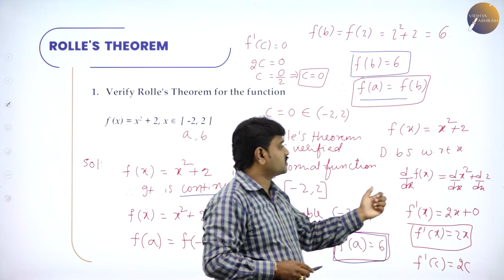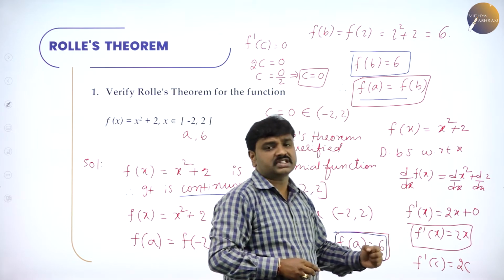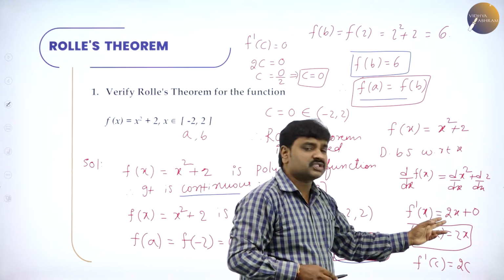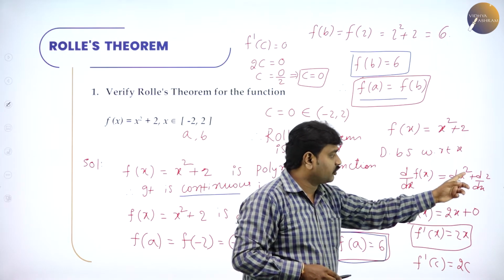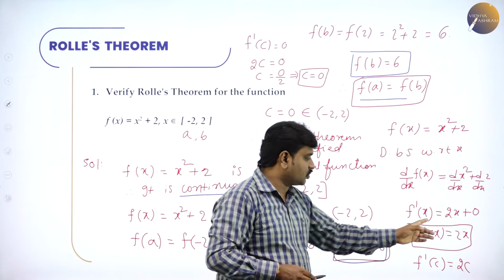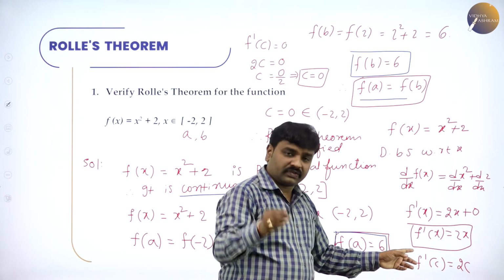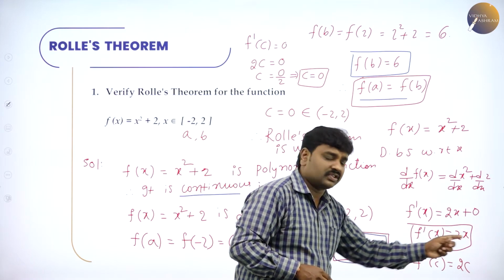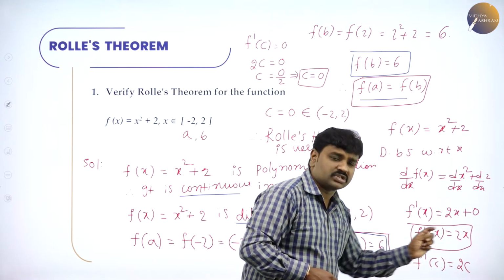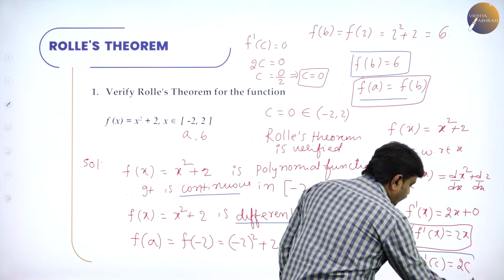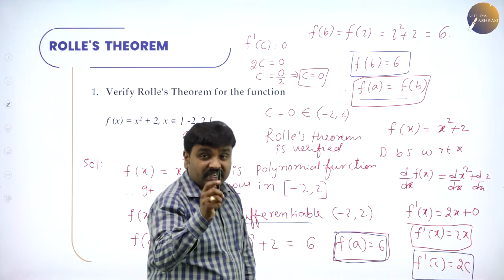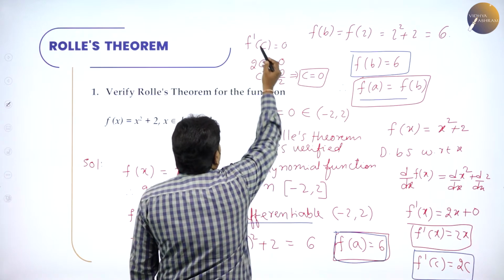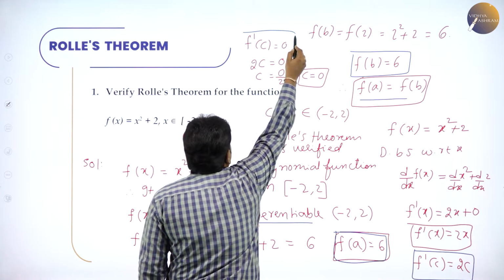When you differentiate both sides, the derivative of f of x gives you f dash x, and the derivative of x square: d by dx of x power n is n into x power n minus 1. So it will give you 2x. The derivative of 2 is 0. So f dash x you got, that is 2x. And if you want f dash c, replace x with c. F dash x is 2x. F dash c means in the place of x put c. So you got f dash c also. After you get f dash c in Rolle's theorem, equate f dash c to 0.